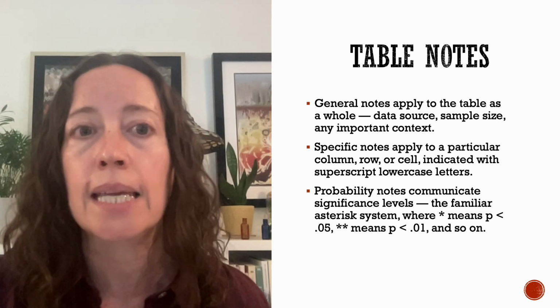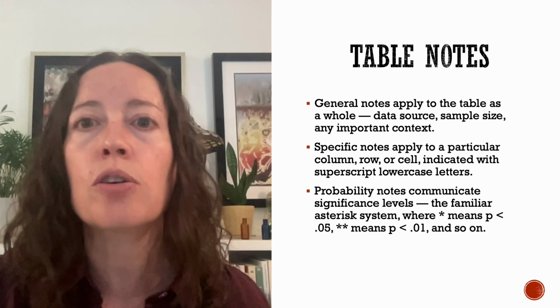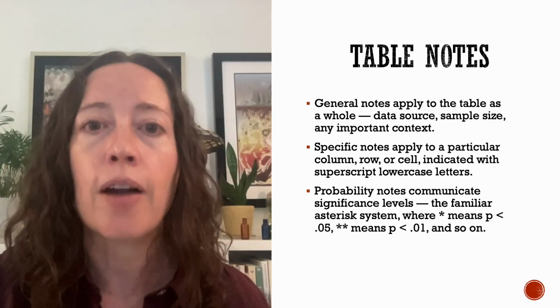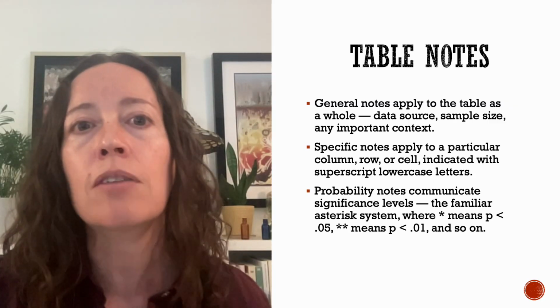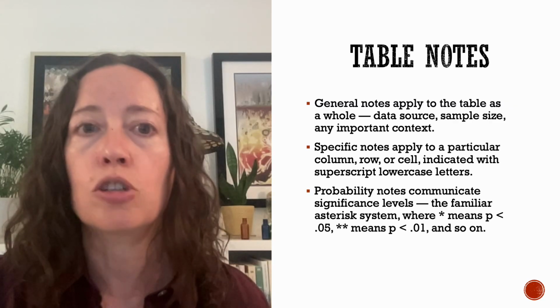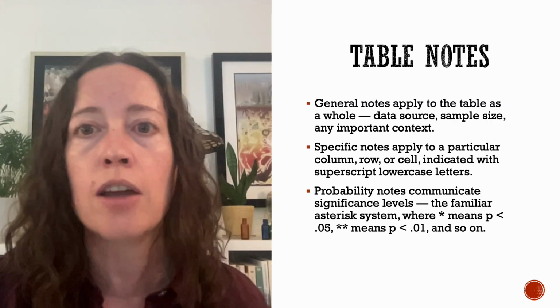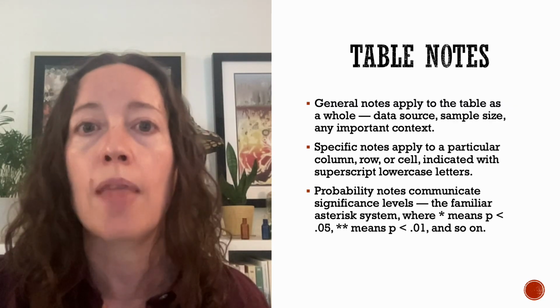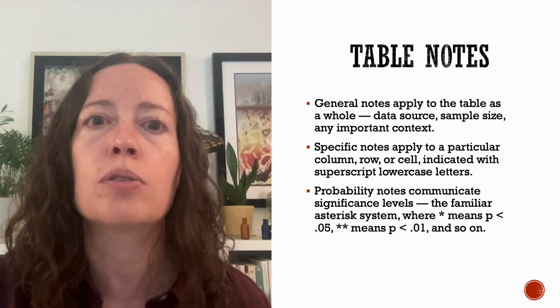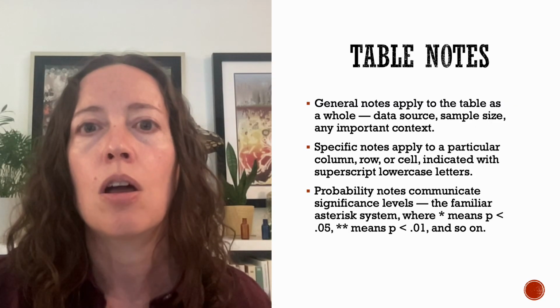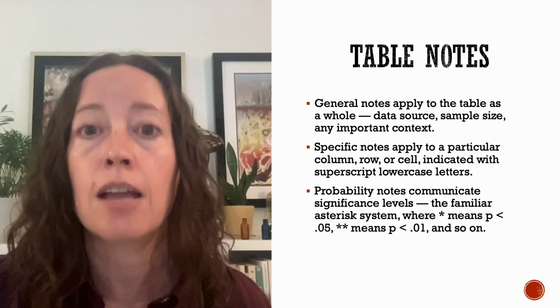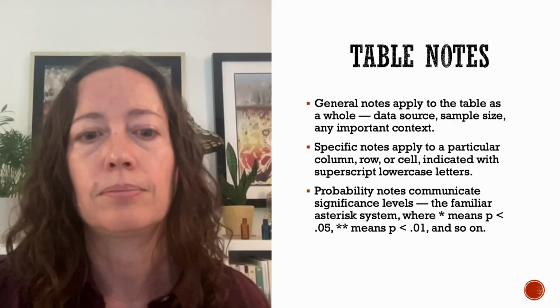Write your notes in complete sentences. Again, this is where you can explain abbreviations, define your measurement criteria, credit your data source, and flag anything that requires interpretation, such as missing data, exclusions, methodological choices that affect what the table shows. Think of the notes as the part of the table where you get to be transparent about its limitations without having to take up space and distract readers in the text.